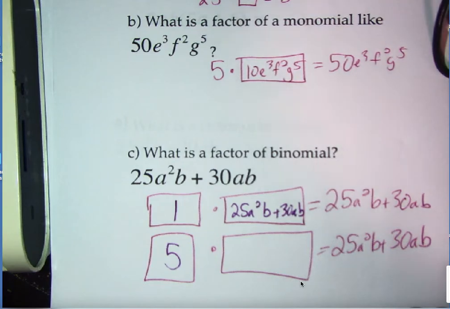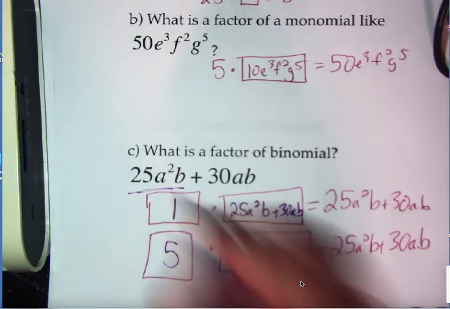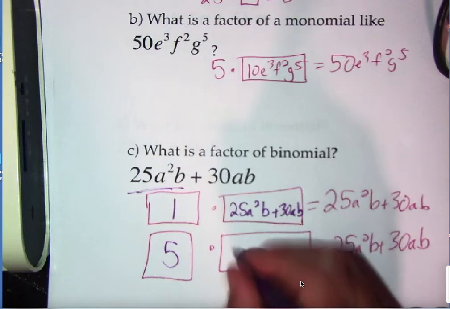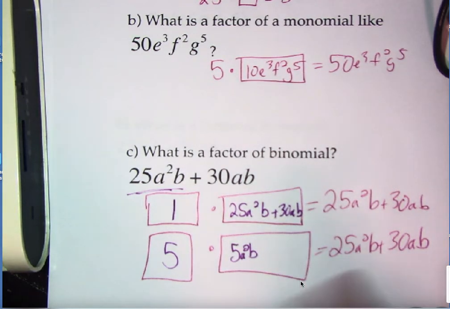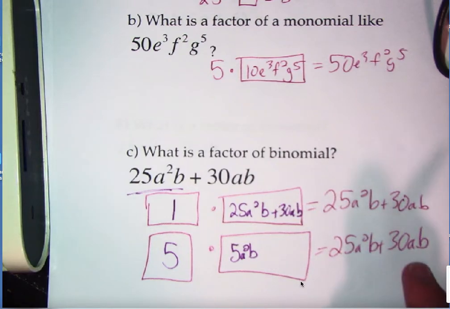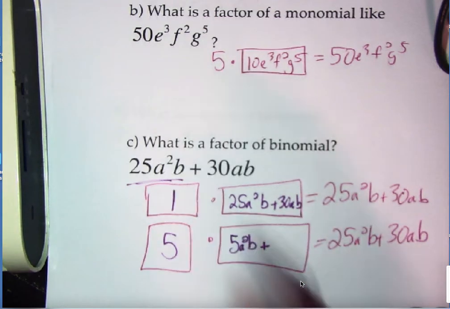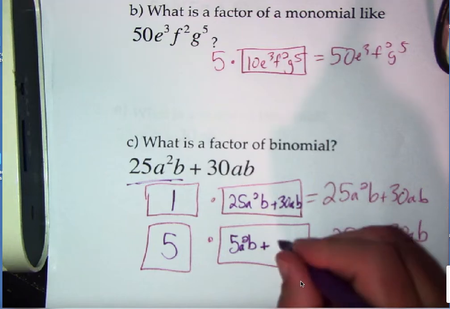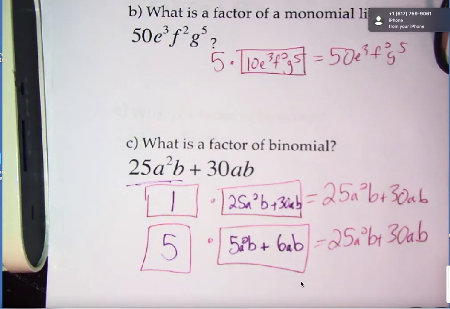And students start thinking, right? Students start saying, well, 5 times what would get us at least the first part? Oh yeah, 5 times something will get us this, right? It'd be 5a squared b. But that's not our answer. Now we have plus 30ab. Oh, plus 5 times what would get us 30ab? Well, that would be 6ab. Oh, so we're starting to think about it, right?